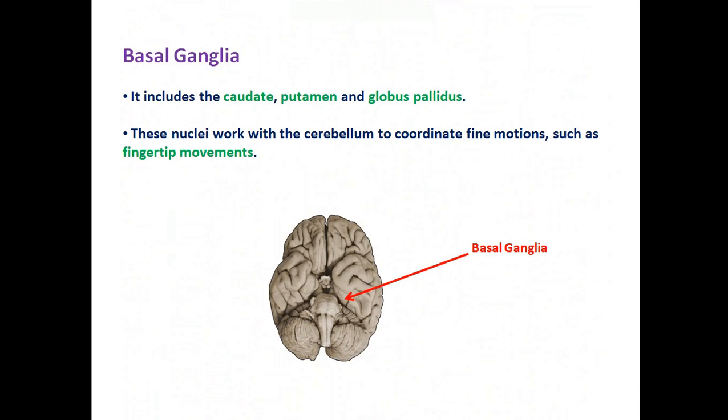Basal ganglia. It includes the caudate, putamen, and globus pallidus. These nuclei work with the cerebellum to coordinate fine motions, such as fingertip movements. That diagram over there shows the basal ganglia. So if you are writing or typing on your keyboard, that is actually controlled by basal ganglia.